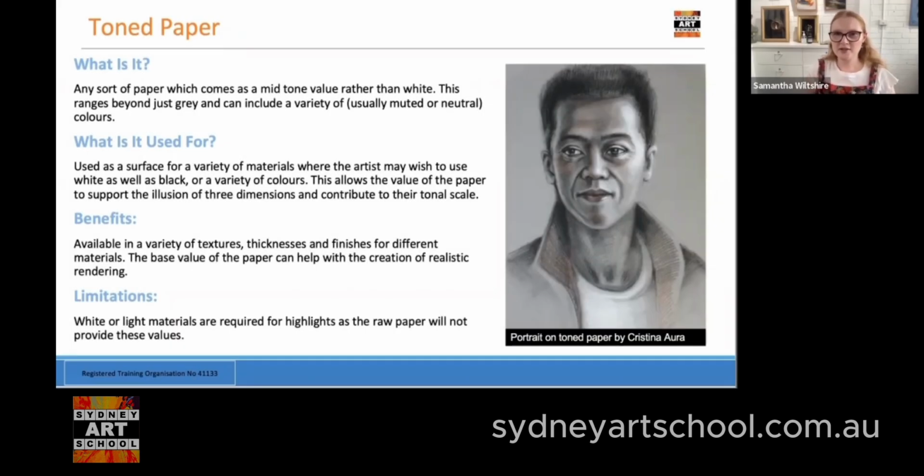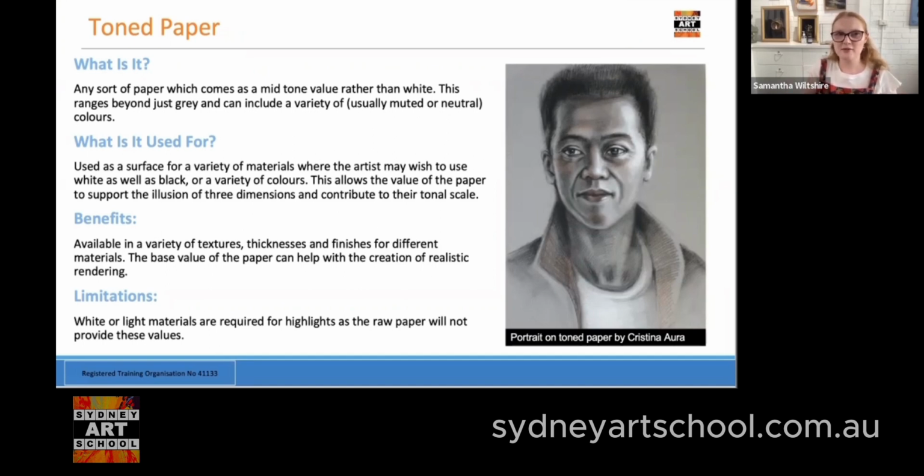All right, let's talk about toned paper. Toned paper is a really broad category that we would use to describe any paper which comes in a mid-tone rather than just in white. This ranges beyond just grey and can also include a whole variety of usually muted or neutral colours. When we use toned paper, we're generally using it as a surface for a variety of materials where we may wish to use white as well as black or a dark colour, or a whole variety of colours.